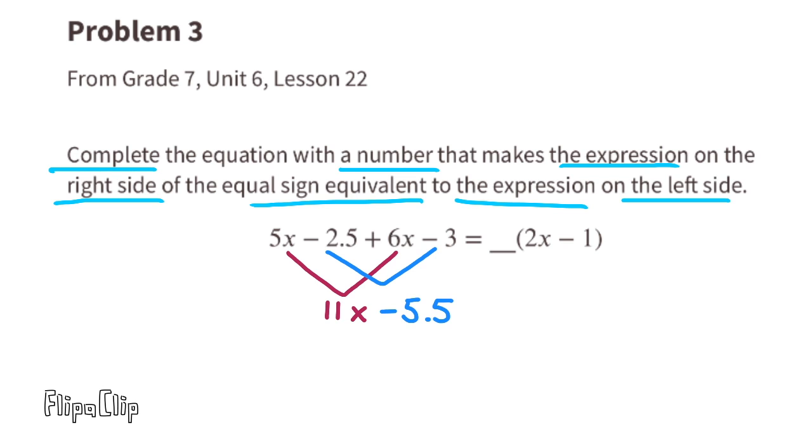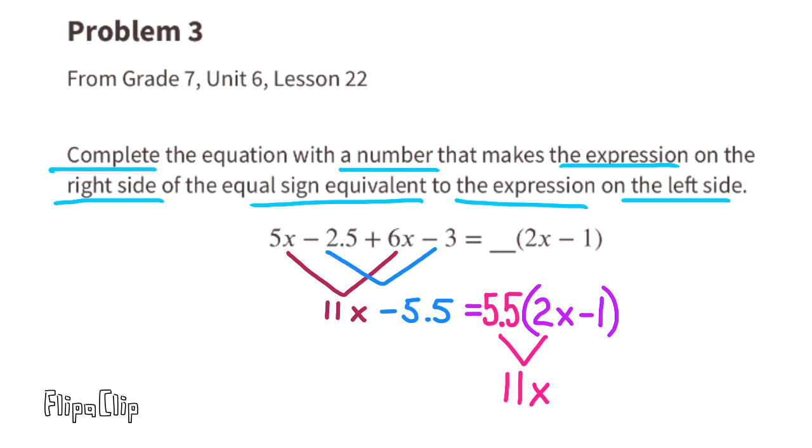A negative 2.5 and a negative 3 equals a negative 5.5, or minus 5.5, equals what number times 2x minus 1? I just noticed that half of 11 is 5.5 and 5.5 times negative 1 equals negative 5.5. So we can replace this question mark with 5.5.